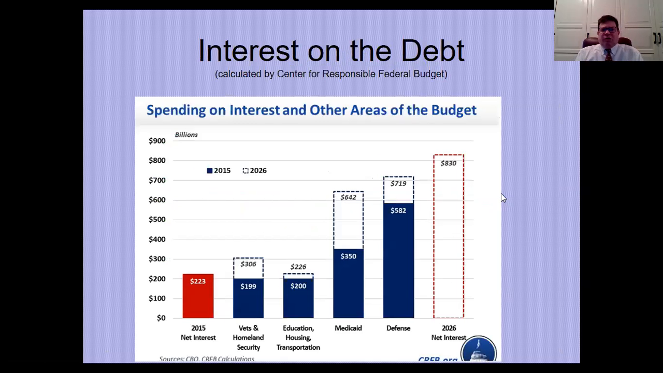So going forward, this is an accounting by the Center for Responsible Federal Budget of how much we're going to see an increase in areas of the budget going forward. And what you'll see is that the net interest on the debt will eventually, by the year 2026, become one of the largest sources of expenditures for the federal government.